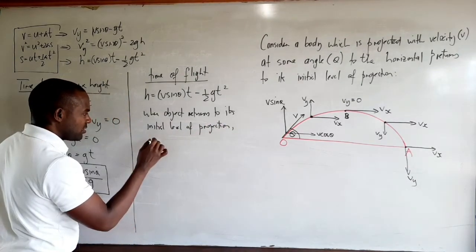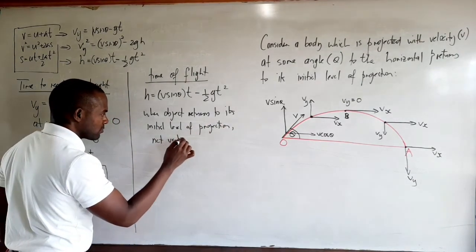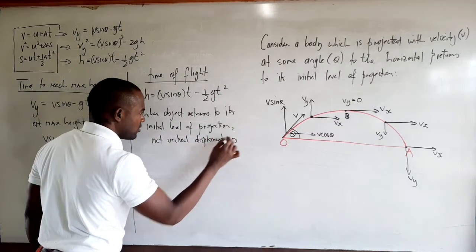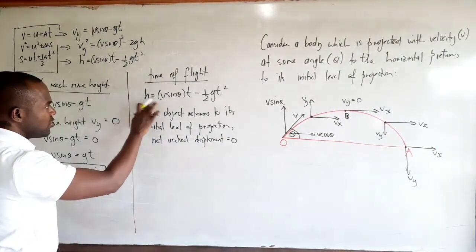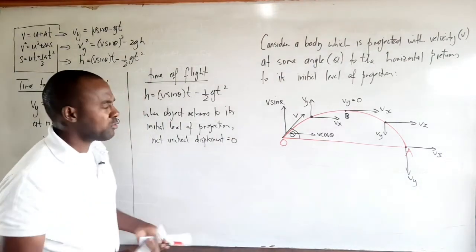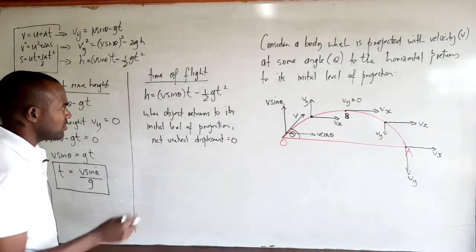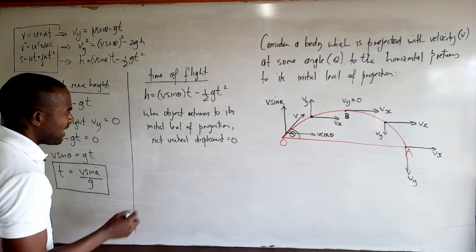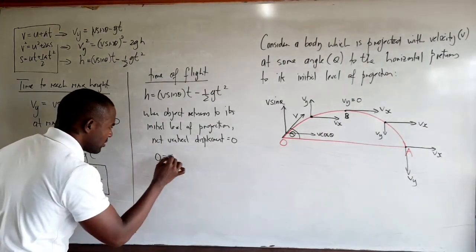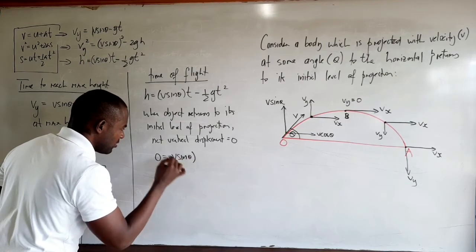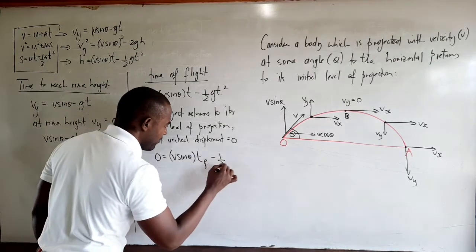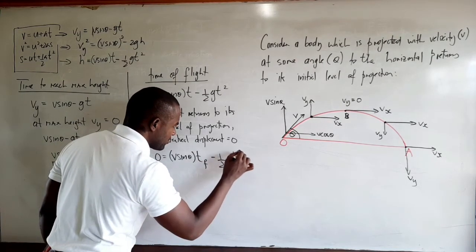the net vertical displacement equals 0, right? So h, which could have been chosen to be y, and later on we'll actually replace it with y, represents the vertical displacement. So therefore h would be equal to 0. And this time is called the time of flight. So we can say that 0 is equal to v sine theta, let's call it t with a subscript f for time of flight, minus a half g tf squared.